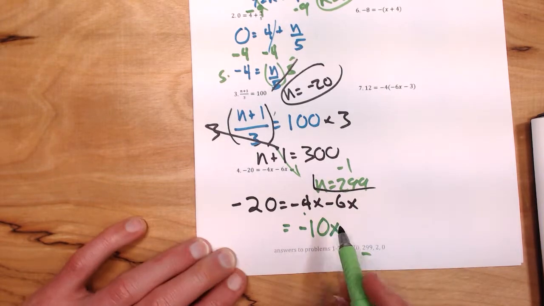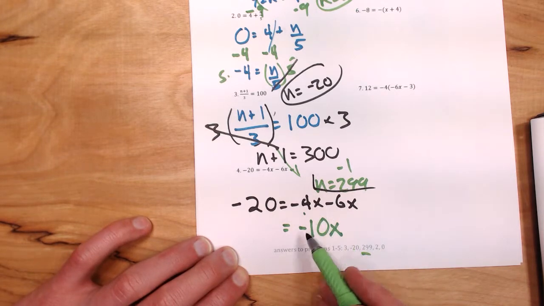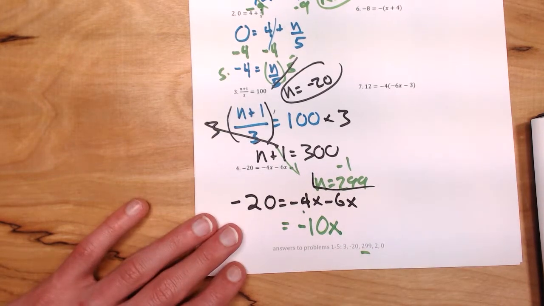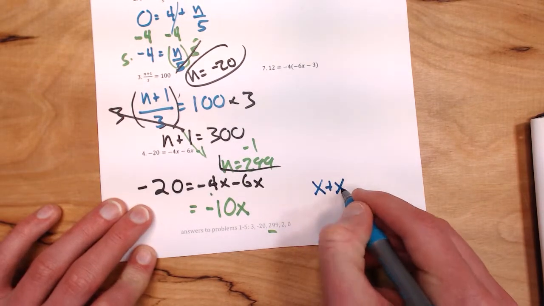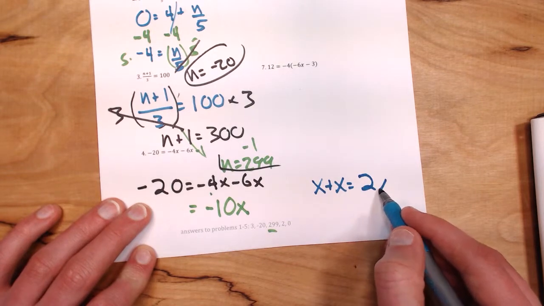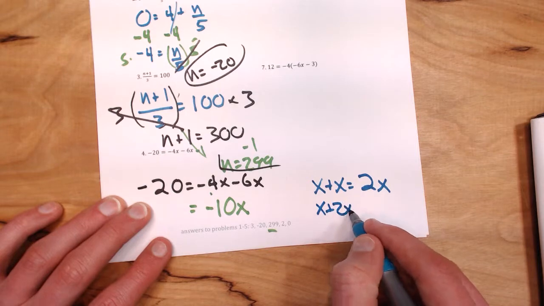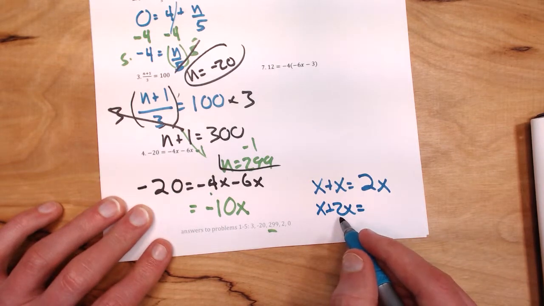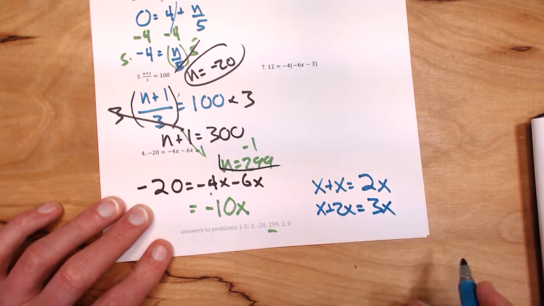All right, and the x sticks around because we have minus 4 x's, take away 6 more x's, and we're left with negative 10 x's. Just like, for example, x plus x is what? X plus x is 2x. We just have 2 x's, we're adding them together. X plus 2x, as another example, is like 1x plus 2 x's, so we have 3 x's total, okay?